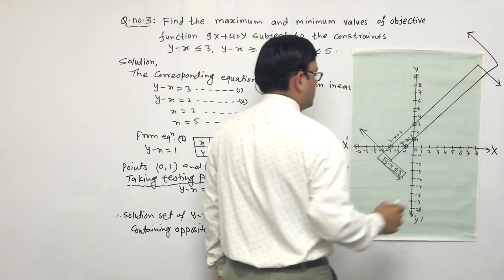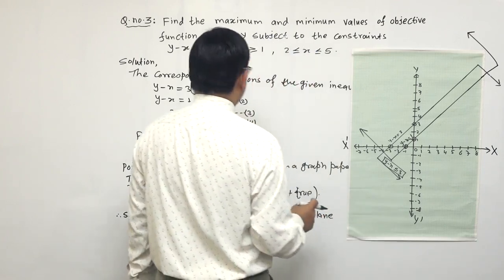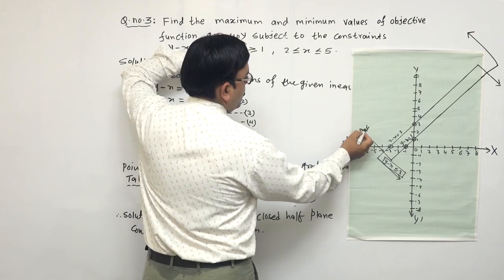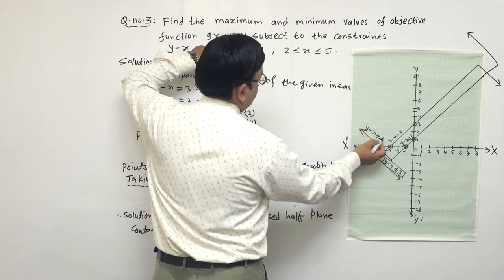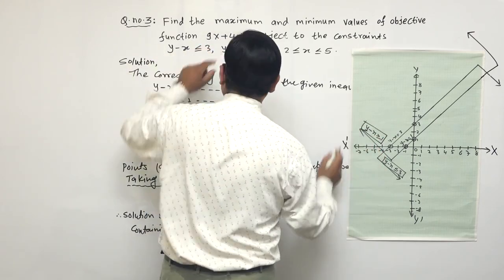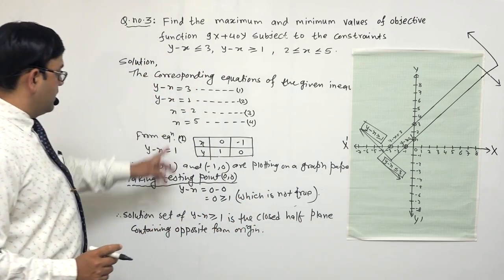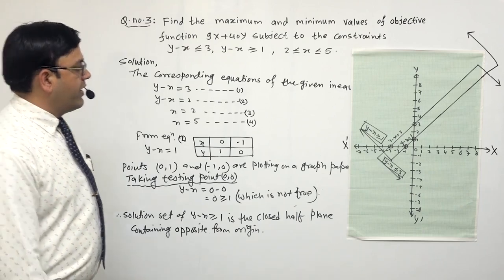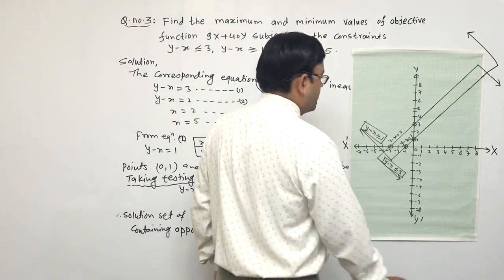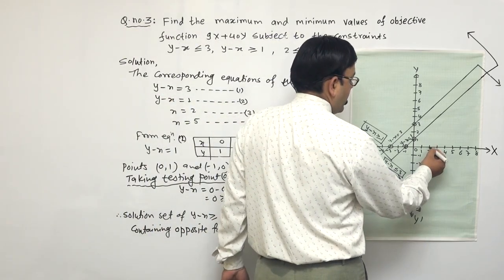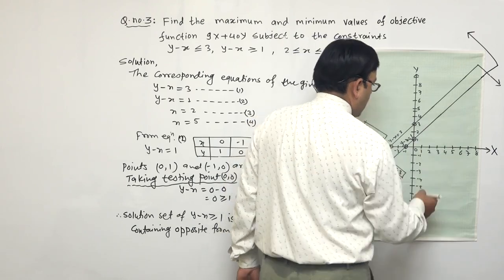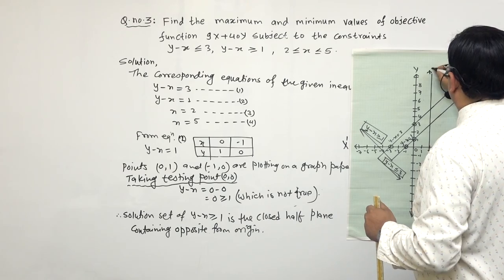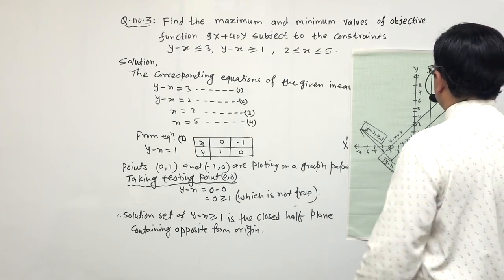We can show it like this, and the name of this inequality is y minus x is greater than or equal to 1. Now again we have another equation, equation 3: x is equal to 2. So where is the line which represents x is equal to 2? Here is x is equal to 2. We can draw one line passing through it. So this is the line which represents x is equal to 2.